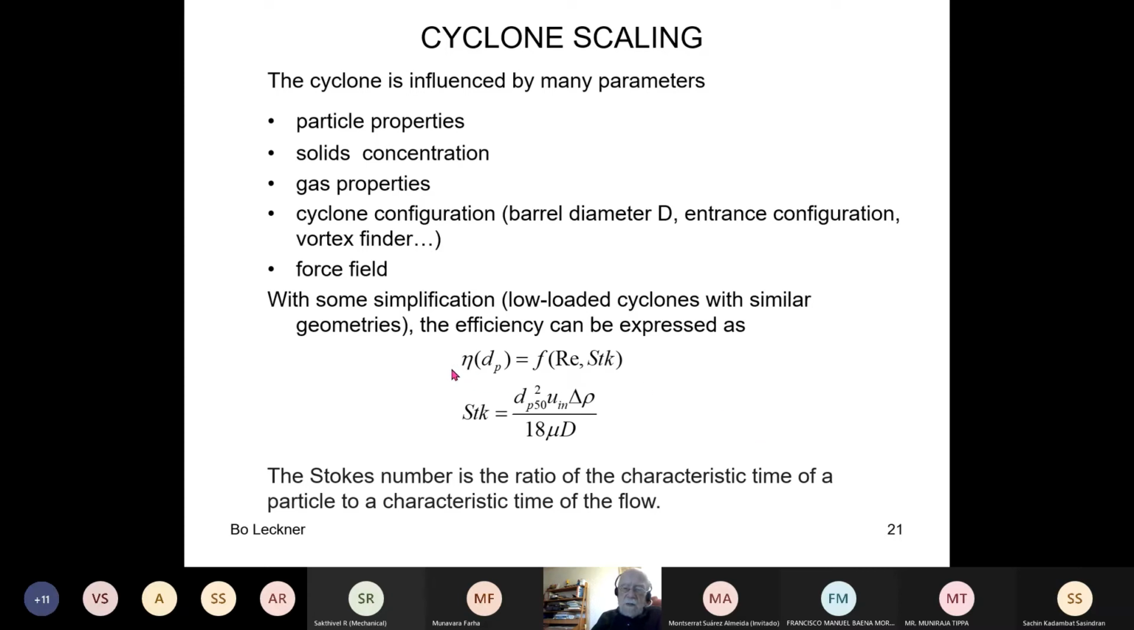What I can say is that the cyclone efficiency is influenced by many parameters like the particle properties, the solids concentration, the gas properties, the cyclone configuration, the inlet, the barrel diameter, which I will use. D is here, it's the barrel diameter. The entrance configuration, the vortex finder, and so on. All the details of the cyclone may influence the efficiency.